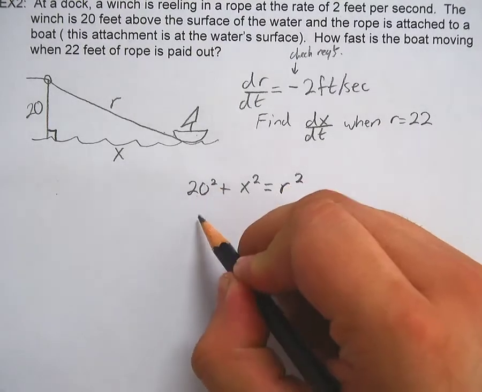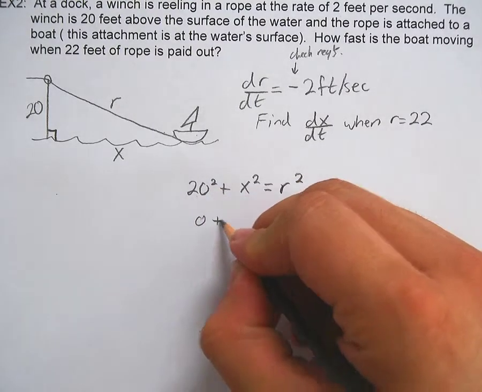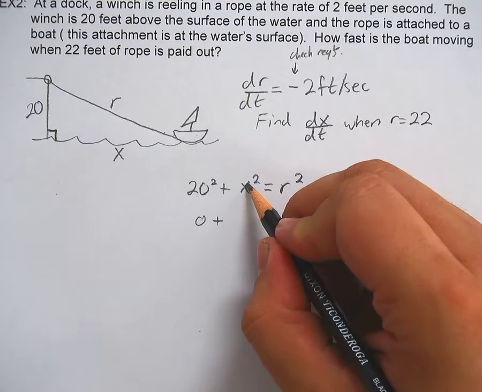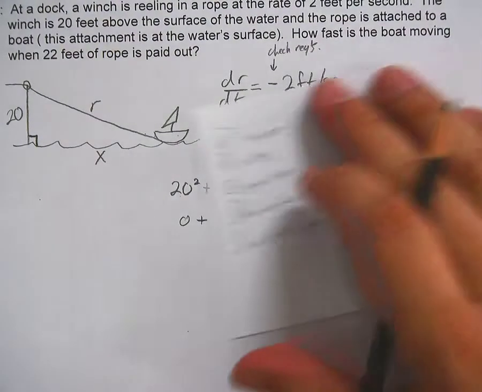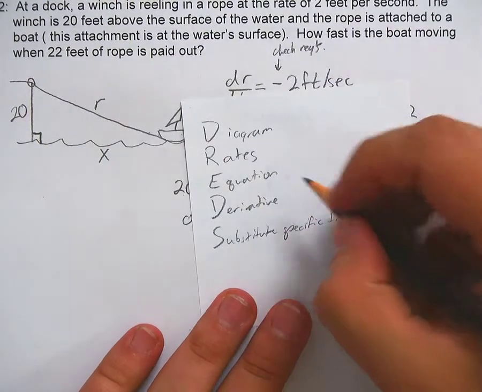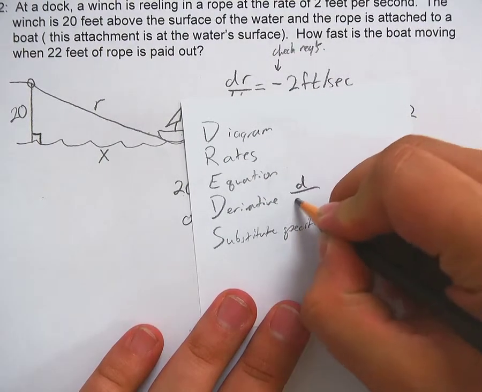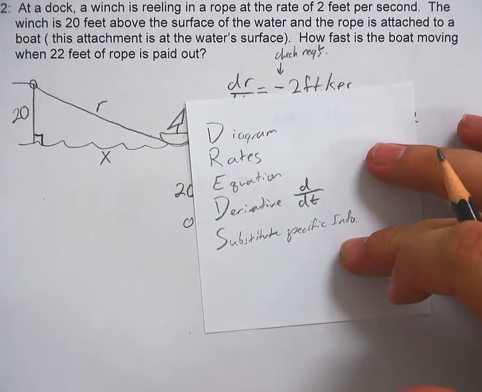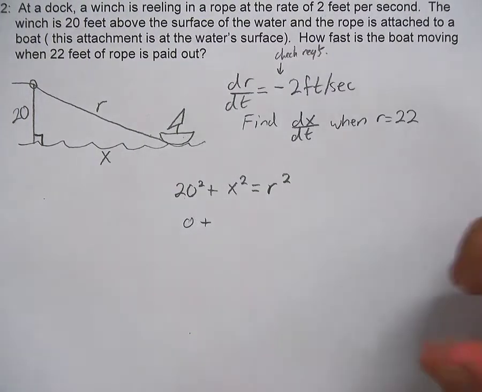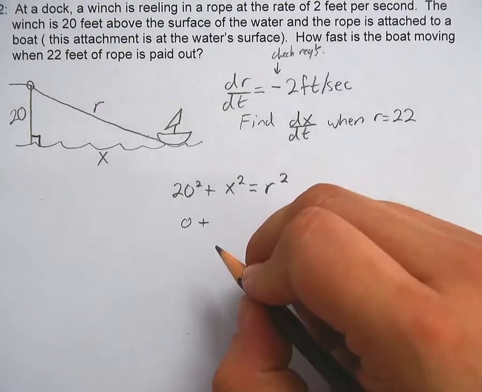The derivative of 20 squared is 0 plus the derivative of x squared. Now what are we taking the derivative of? Or what are we taking the derivative with respect to? Remember, this is always the derivative with respect to t in real problems like this. So over time, feet per second, you're changing every second. So I am taking the derivative with respect to t.